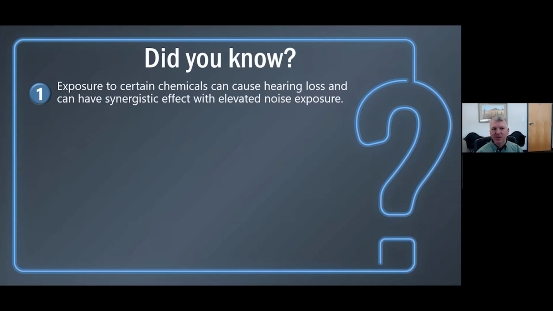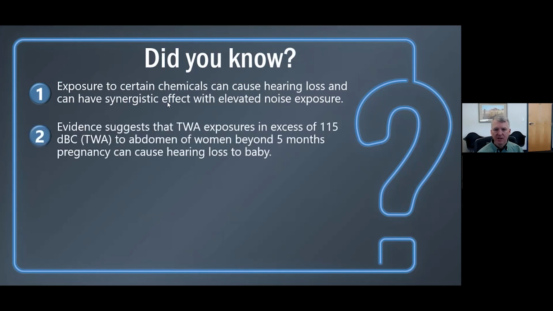But you can have certain chemicals. Xylene, I think, is one that's known to do that. If you have exposures to xylene and you have elevated noise, it makes the noise damage worse. Evidence suggests that TWA exposures in excess of 115 dBC, that's not an A scale, to the abdomen of women beyond 5 months pregnancy can cause hearing loss to the baby.